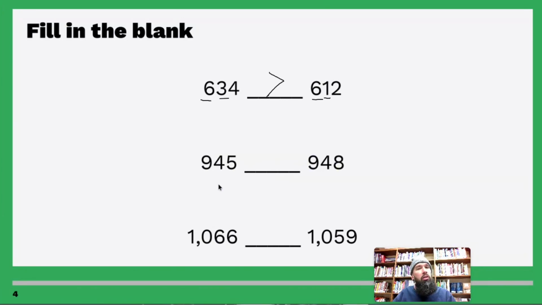3-digit, nothing I can do. Underline the 9s, nothing I can do. Underline the 4s, nothing I can do. 5 versus 8: 8 is bigger than 5, so the alligator's going to eat the 8. So 945 is less than 948.